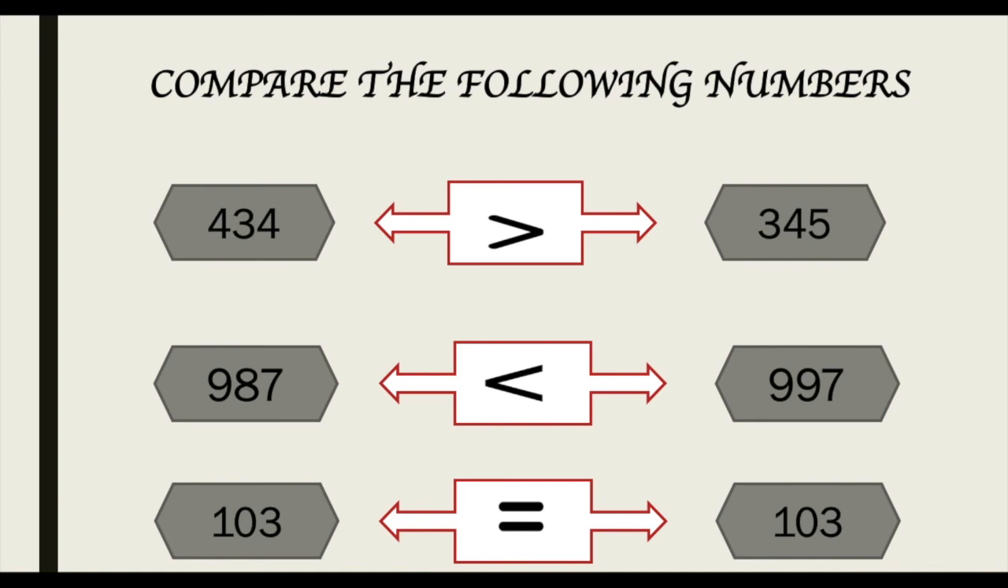So in this session we have seen ascending order, descending order, comparing numbers, and forming greatest and smallest 3-digit numbers. In the next session we will be seeing odd numbers and even numbers, patterns in numbers, ordinal numbers, then statement sums.